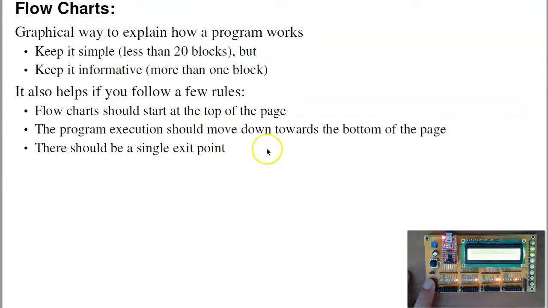The next topic for today is flowcharts. A flowchart is a graphical way to explain how a program works. That's especially important in assembly. Assembly is really cryptic, so a graphical way to explain your program really helps. Now, rule of thumb on flowcharts, it's supposed to help. So keep it simple. If you have more than 20 blocks in a flowchart, it's not really that easy to understand, so it's not really that useful a tool.